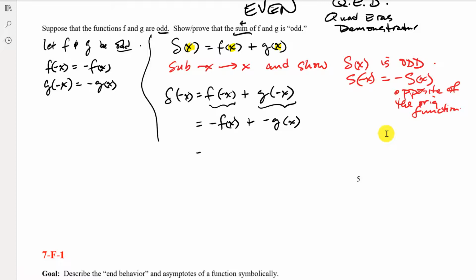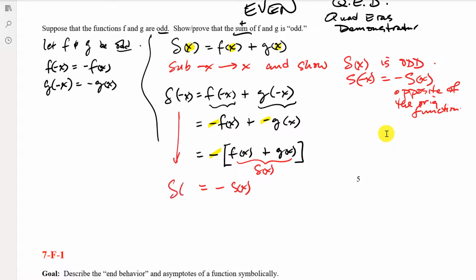And notice that they're both negative, so I'm going to factor out a negative here. If you factor out a negative, you get the opposite of f of x plus g of x. And by the way, what is f plus g called? Well, it's called s of x, right? So I get negative s of x. I'm just going to bring this down so you can see the equality here. So s of negative x is equal to the opposite of s of x. This is the definition of odd, and I had to show that it's odd.